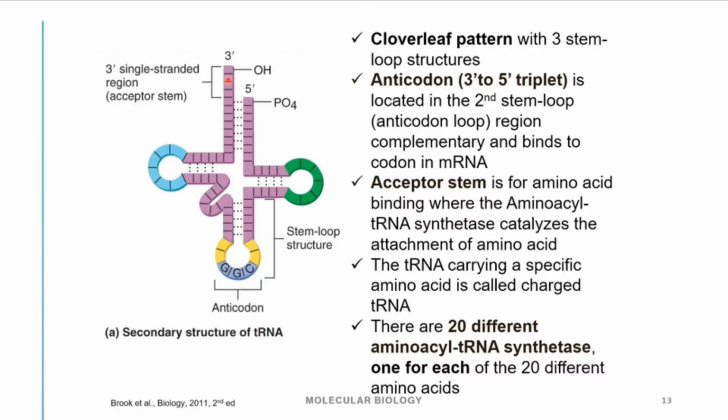Once an amino acid is attached to a tRNA, this entire structure of tRNA and amino acid, the whole complex, is called a charged tRNA. And the synthesis of charged tRNA is done using amino acid tRNA synthetase. For every different amino acid, there is one amino acid tRNA synthetase, which is there to synthesize the charged tRNA molecules.